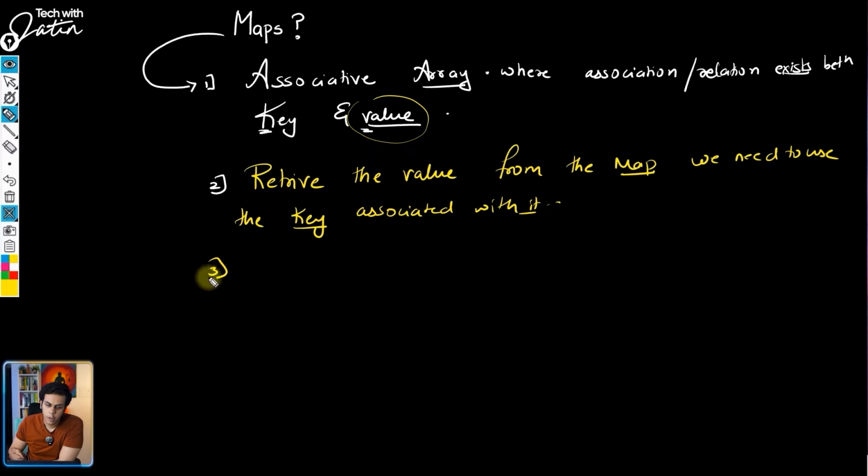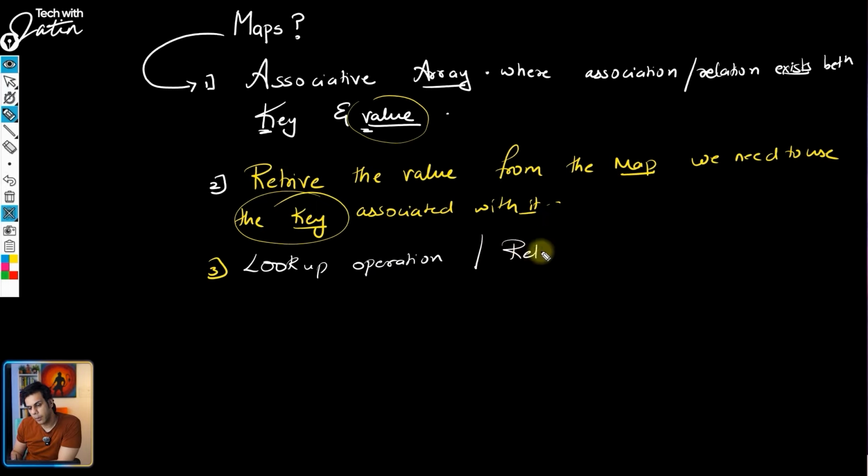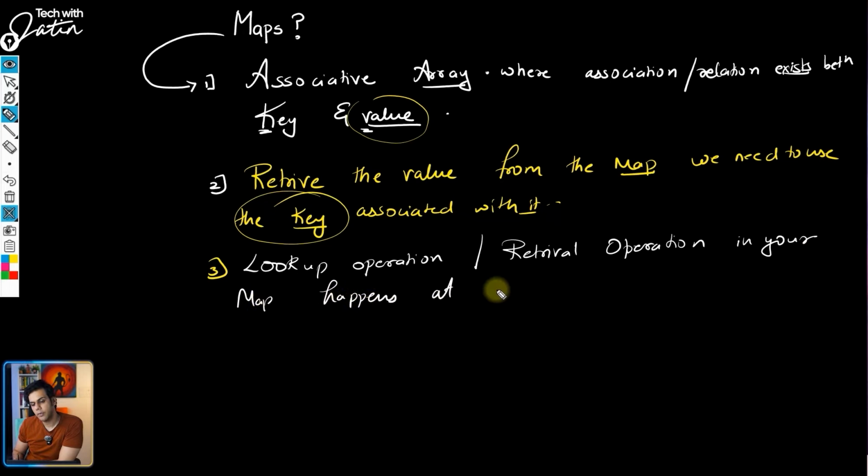Now, because we are using the key to retrieve the value from the map, this retrieval operation, or what we call as the lookup operation slash retrieval operation in your map, happens at fast, not fast, super fast, okay, speed.